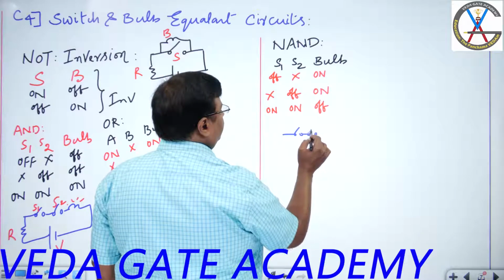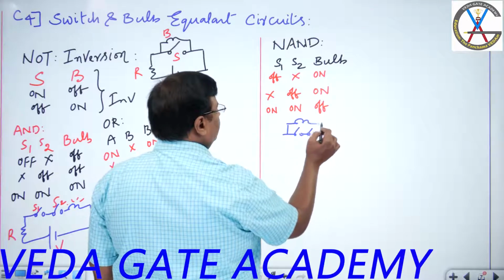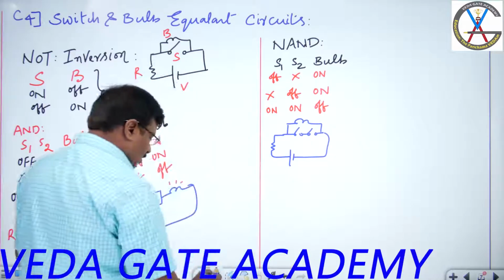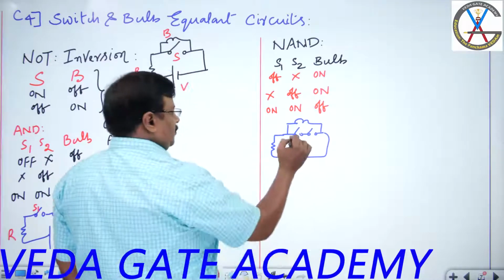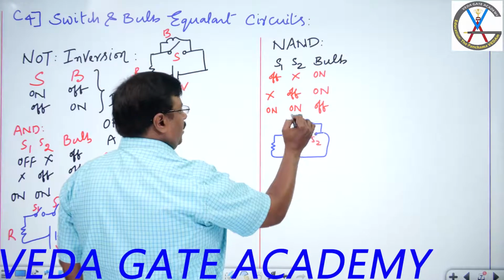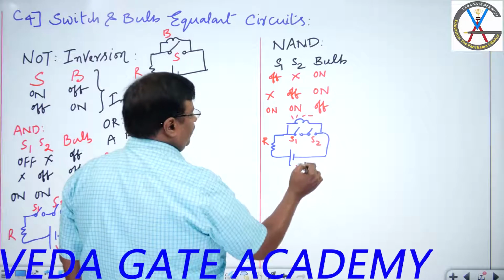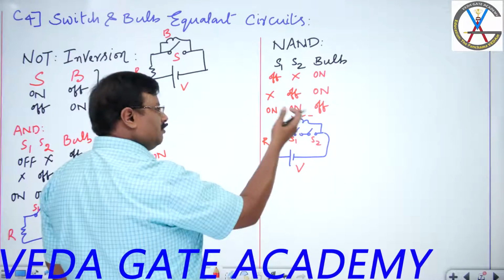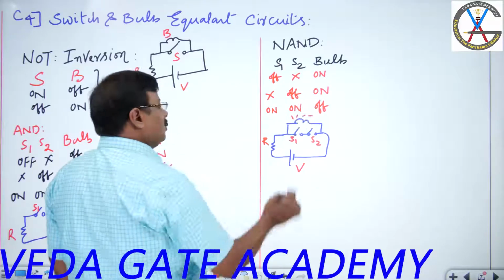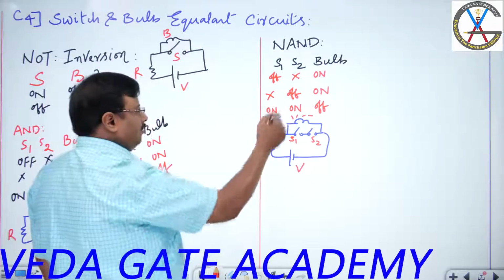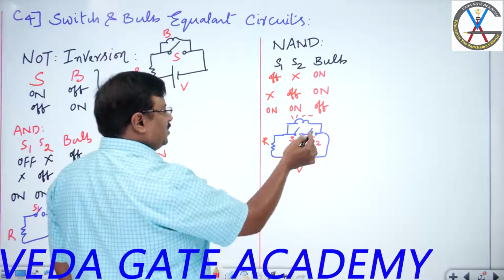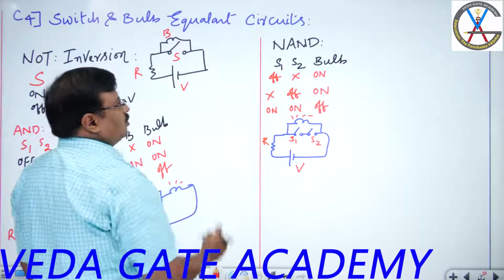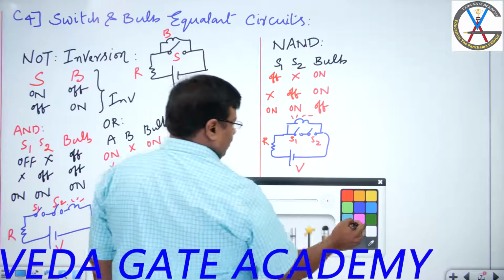Break. Try to guess the logic here. Switch 1, switch 2, bulb, R and V. So, if there is a break for S1, bulb glows. Break for S2, bulb glows. Break for both, bulb glows. But when both are on, the power will be bypassed. Bulb will not glow. I hope you are clear. If any switch is off, it will go through the bulb. If both are on, the power will bypass, the bulb will not glow. The relation of NAND.